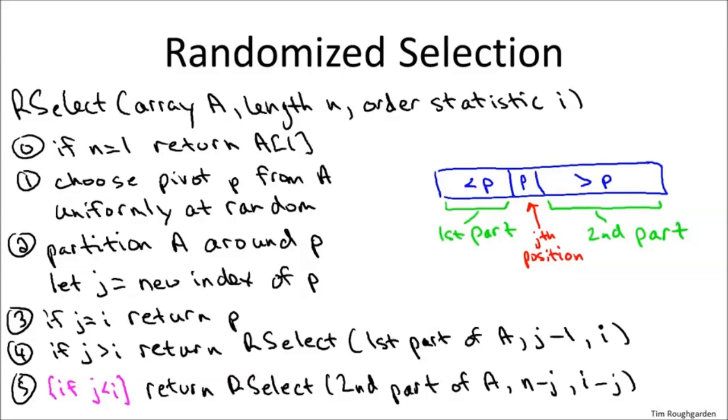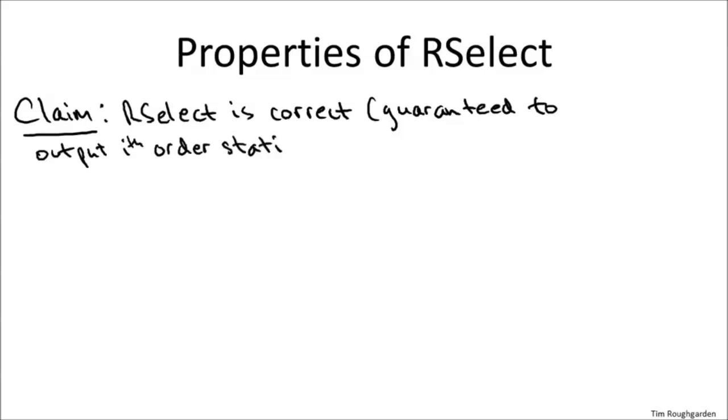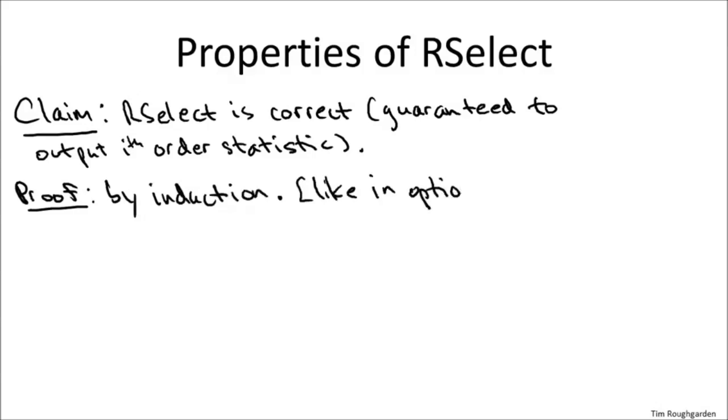The claim is that no matter how the algorithm's coin flips come up, no matter what random pivots we choose, the algorithm is correct in the sense that it's guaranteed to output the ith order statistic. The proof is by induction. It proceeds very similarly to quicksort, so I'm not going to give it here. If you're curious about how these proofs go, there's an optional video about the correctness of quicksort. If you watch that and understand it, it should be clear how to adapt that inductive argument to apply to this selection algorithm as well.